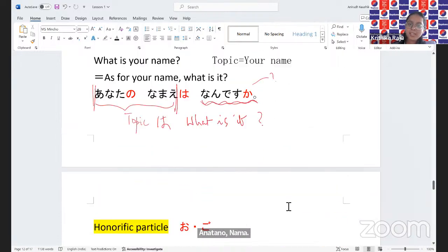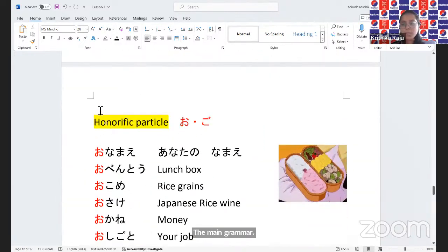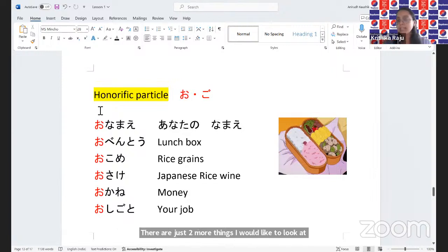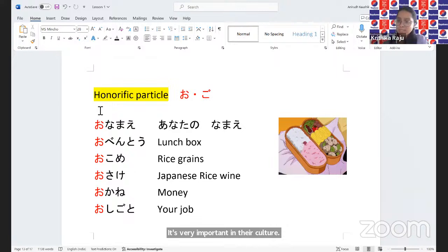All right. So that is all for the first lesson, the main grammar. There are just two more things I would like to look at before we go to the lesson. I was talking to you about the honorific particle when we did elongation, when I told you about words like okaasan and obaasan. Now we all know that san comes at the end of somebody's name as a mark of respect, right? But what is the O? There are certain words in Japanese which have a cultural significance. It's very important in their culture. Those words are treated with extra respect.